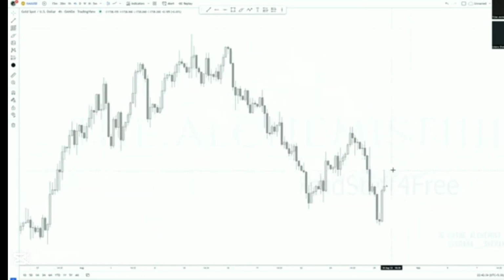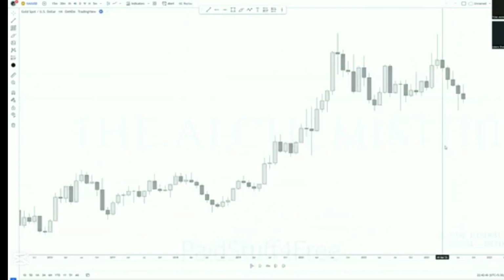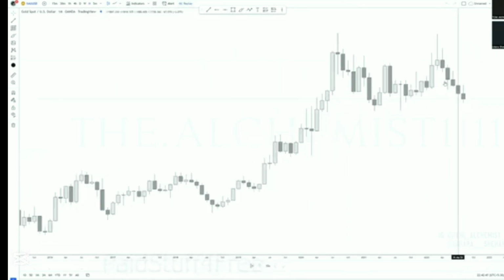Let me see. Has it tapped into the rejection block? Not yet. Every single new month you have to look into the monthly time frame. This is not just something that happened only once or twice. No, it happens all the time. Let me show you.